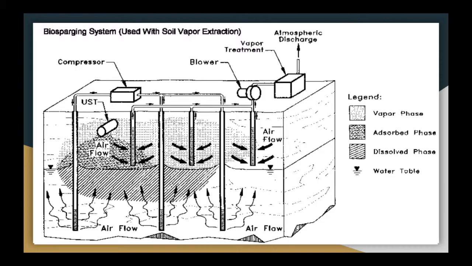In the figure, you can see that air is injected into the saturated zone, and it promotes movement upward to where it is degraded in the vadose zone. Then the vapors can be treated on the surface by a soil vapor extraction system.